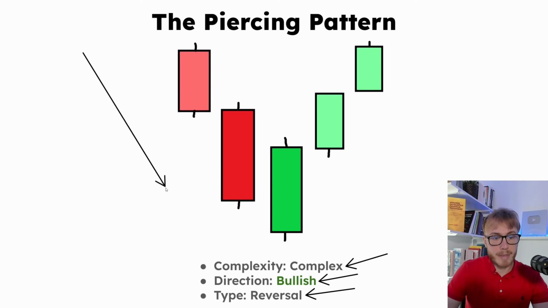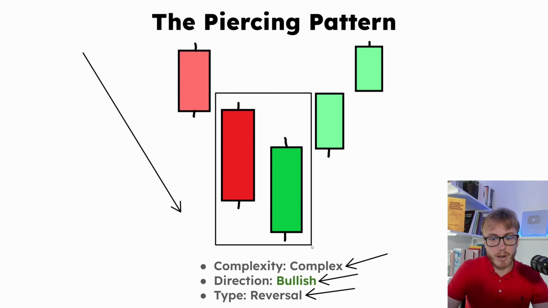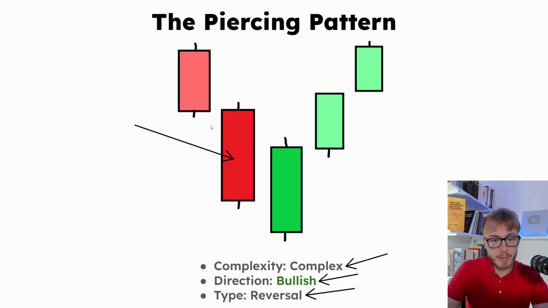So before the pattern appears, we need to see a downtrend. Then these 2 candles right here are the actual pattern, and the goal of the pattern is to reverse the price to the upside. The first candlestick of this pattern is a red one, preferably a pretty strong red candle, but it can be either strong or sort of medium strength.